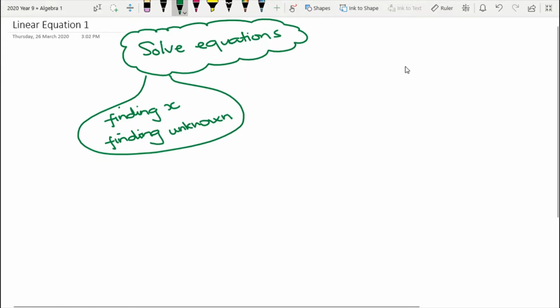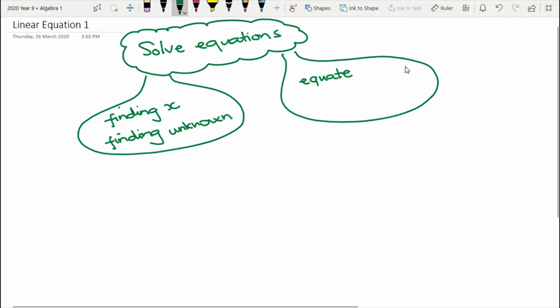So that's the meaning of the word solve. Now the word equations means there must be an equal sign. Equations comes from the word equate, meaning equals. Equate is a verb, equations is a noun. There must be an equal sign somewhere. So that's the meaning: finding X, finding the unknown, from an equation. So that's just a brief introduction.